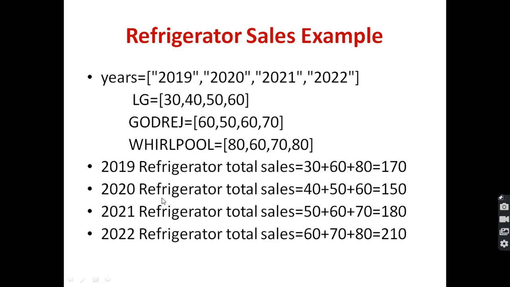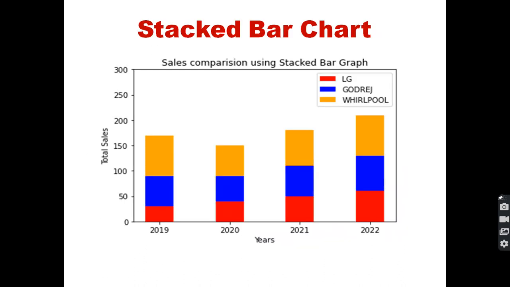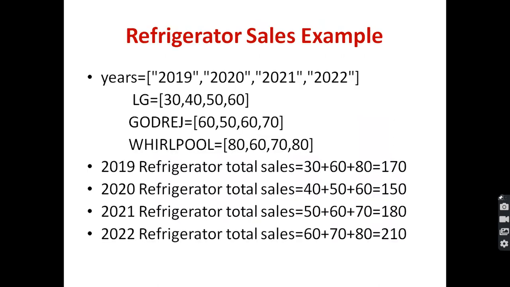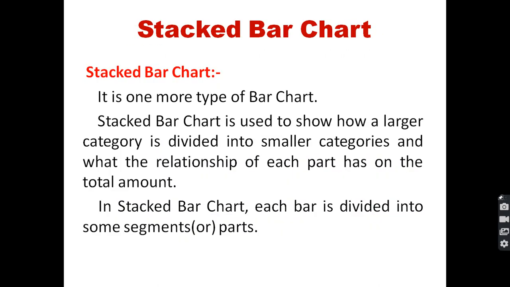Now, this example can be represented by using a stacked bar plot. For this example, this is the result of the stacked bar chart. How to draw this stacked bar chart can be implemented within Google Colab. Next one. So, stacked bar chart is one more type of bar chart.